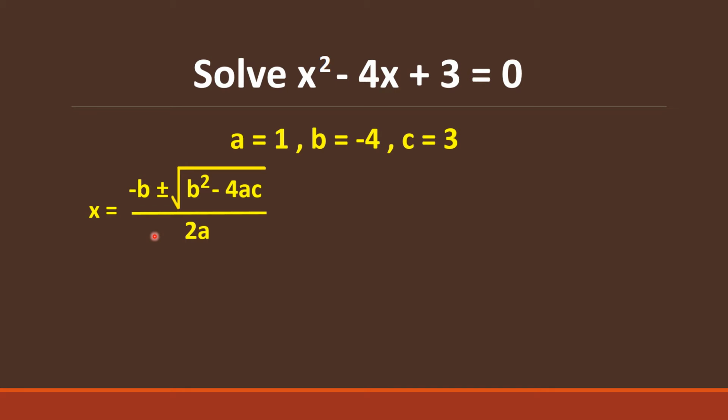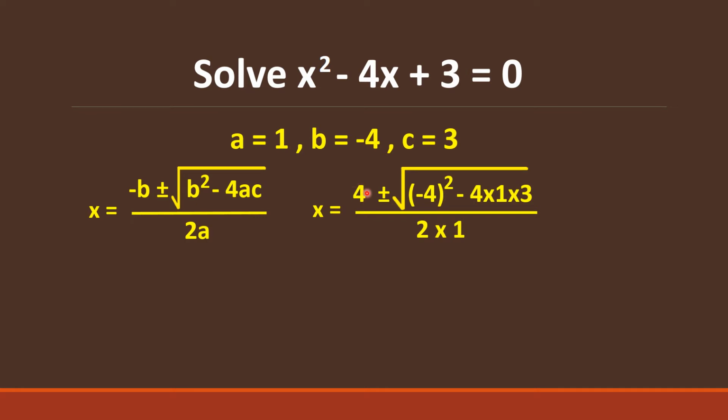By putting these values in the formula, we get 4, that is minus b. Minus b means minus into minus 4, so that becomes plus 4. Plus or minus square root of b square minus 4ac, which is 4 into 1 into 3, divided by 2a, that is 2 into 1. Thus we get 4 plus or minus square root of 16 minus 12 divided by 2.